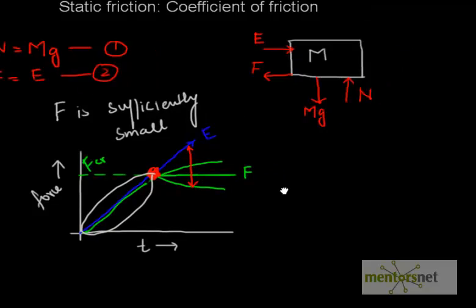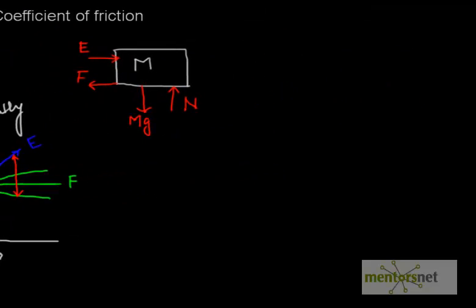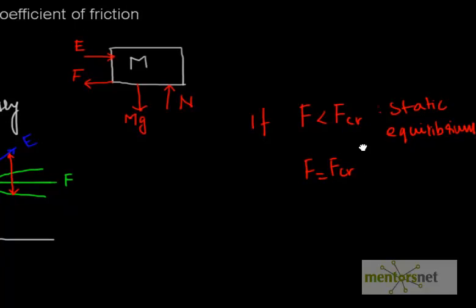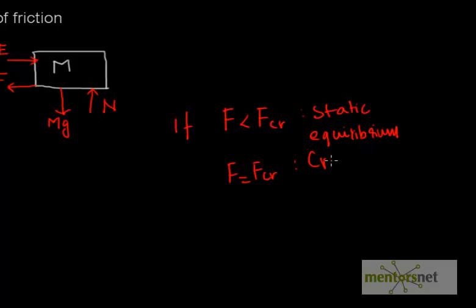So we can describe this mathematically as, if F is less than F critical, we have static equilibrium, and if F is equal to F critical, we have something called critical equilibrium. And finally, if F is greater than F critical, the body moves.